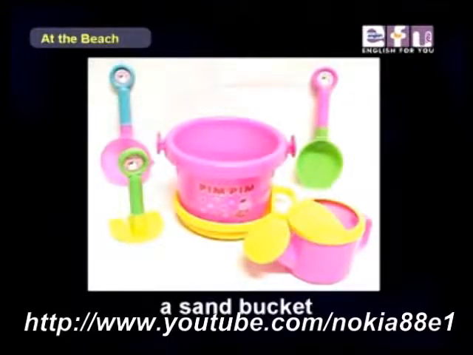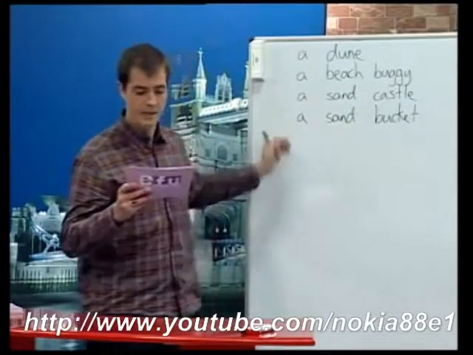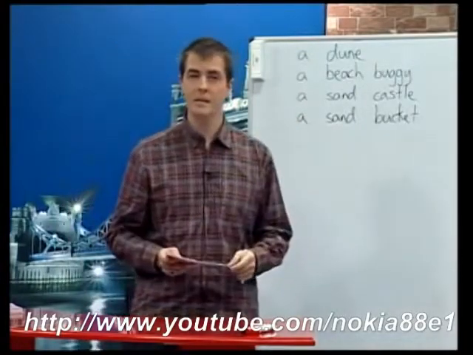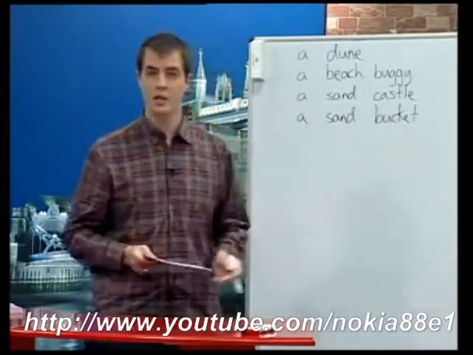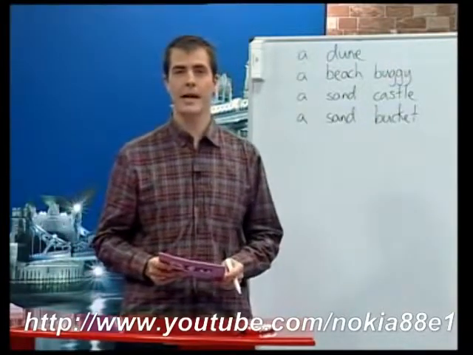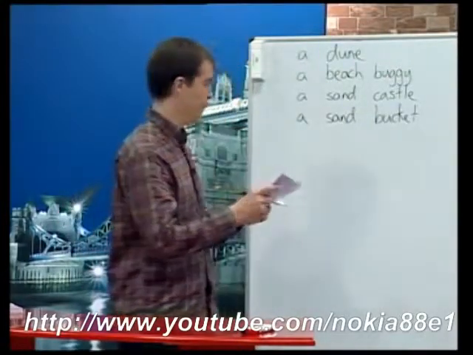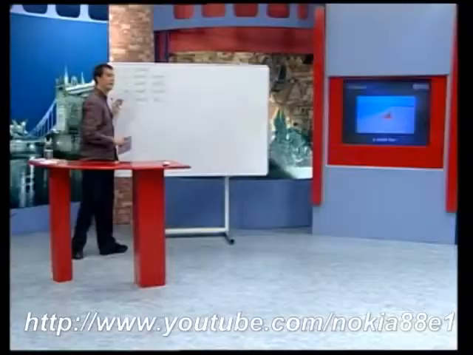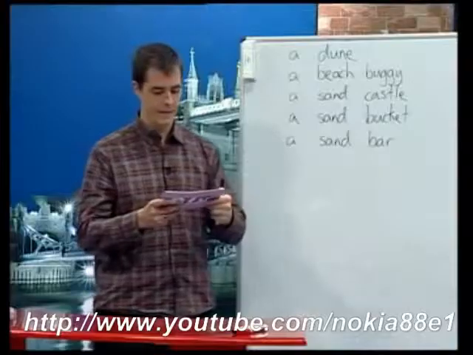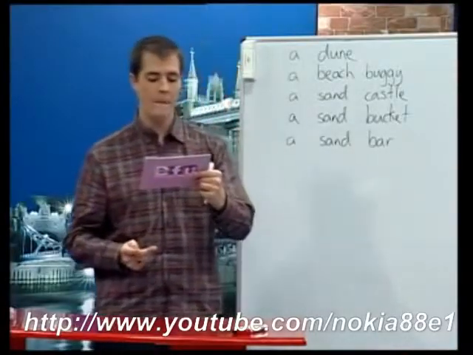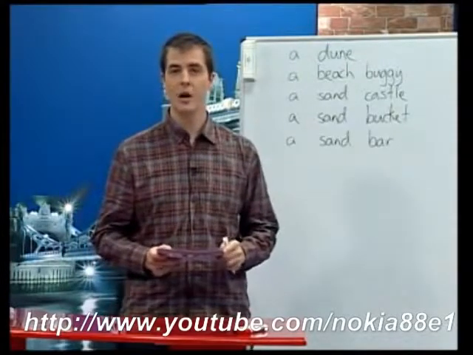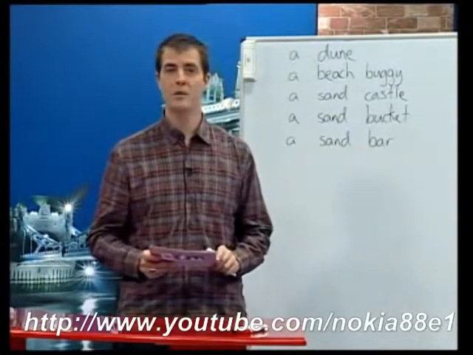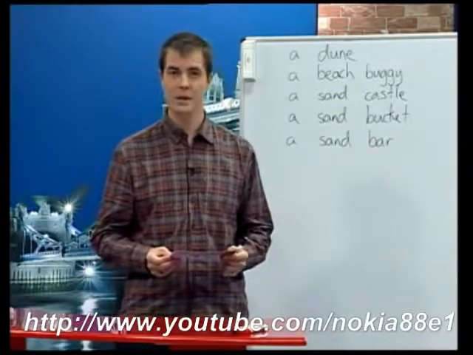A sand bucket is an open container with a handle used by children usually for carrying sand on the beach. Okay, next we have a sand bar. A sand bar is a long pile of sand in the ocean formed by movement of the water. So it's in the ocean.